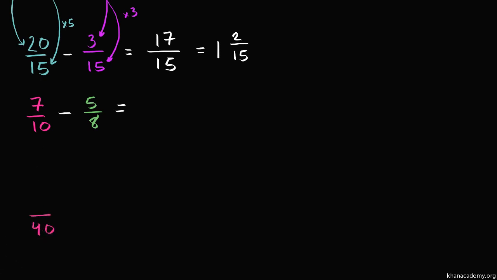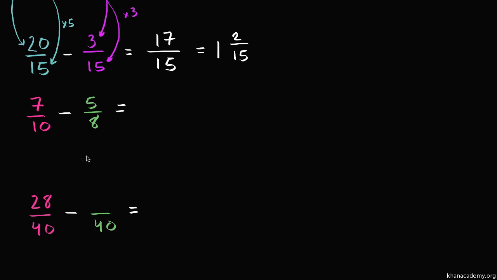So that's going to be something over 40 minus something over 40 is equal to something. So 7/10 is what over 40? Well, to go from 10 to 40 in the denominator, we multiplied by 4. So we have to do the same thing in the numerator. Multiply the numerator by 4. 7 times 4 is 28. So 7/10 is the same thing as 28/40.